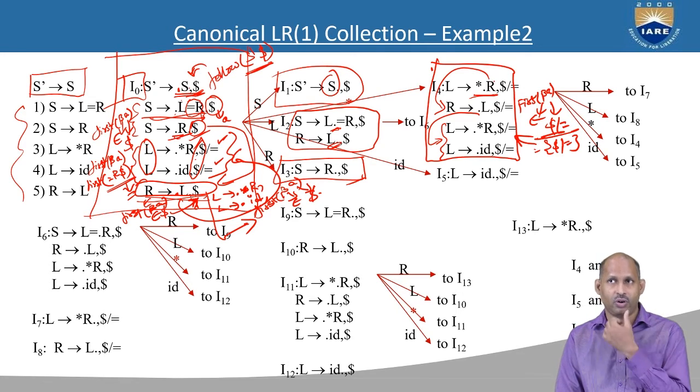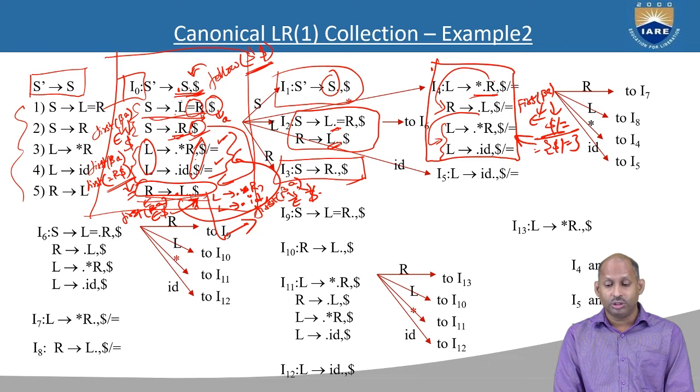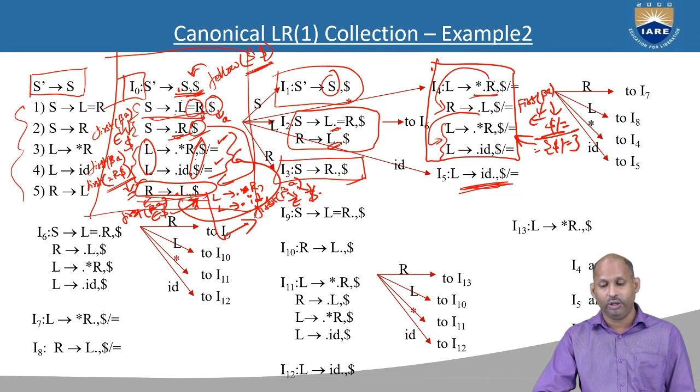So dollar and assignment are simply added for each production. Now there is another one, that is ID. So on ID, what is happening? L gives ID dot. Dot ID becomes ID dot.